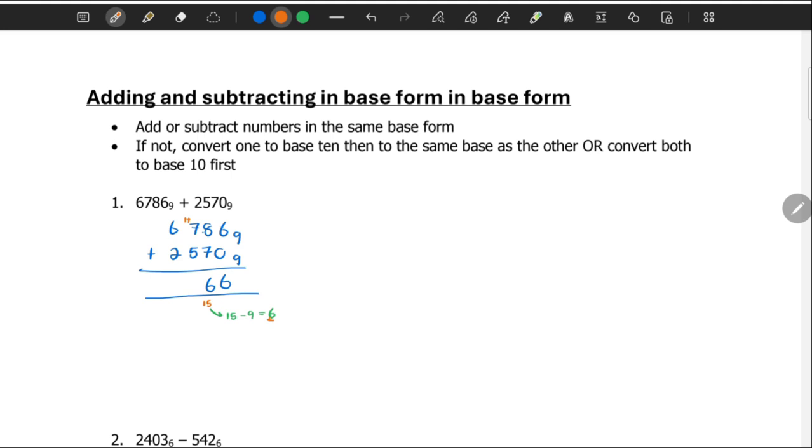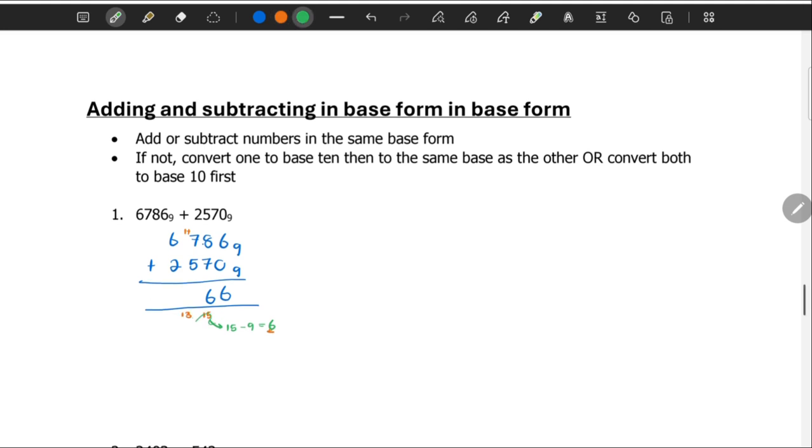So now you have 7 plus 1, which is 8, plus 5, which is 13. So here you're going to have 13. Again, this is greater than 9, in that it's going to be 13 minus 9, which is equal to 4. So you put down 4, which is the remainder, and then plus 1 here.